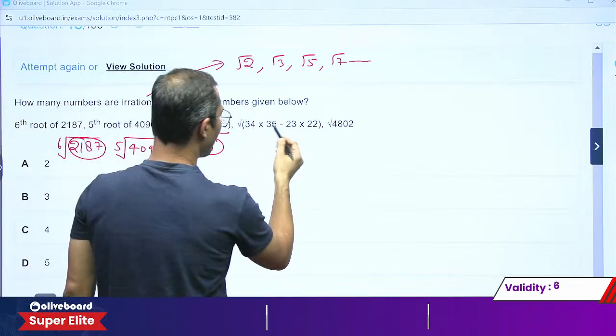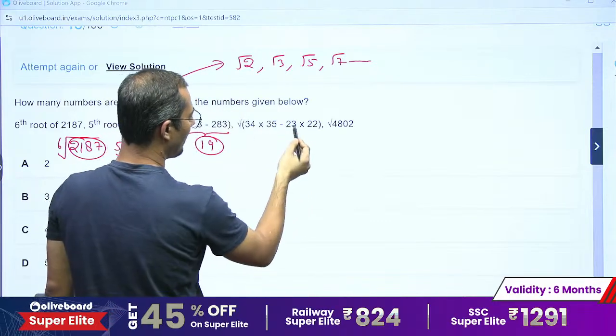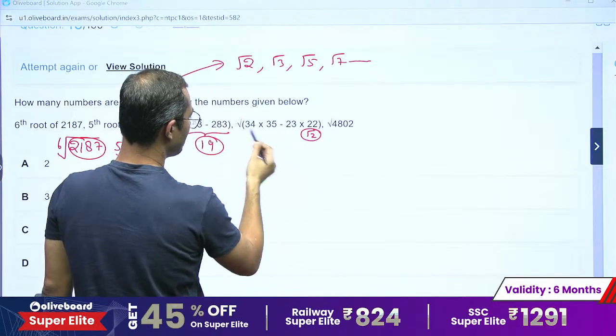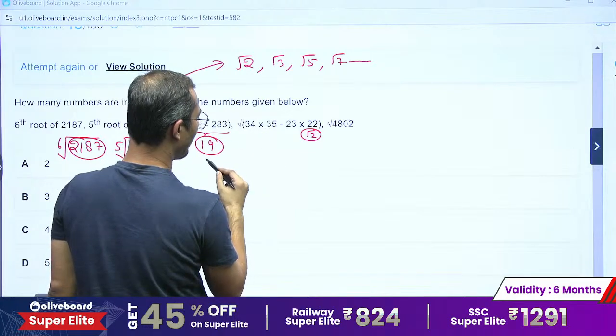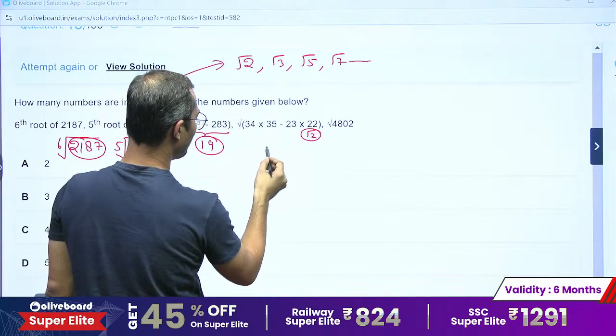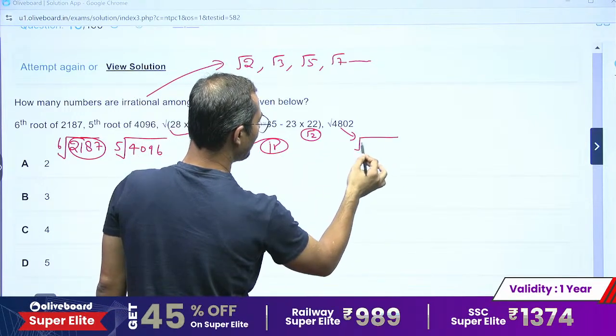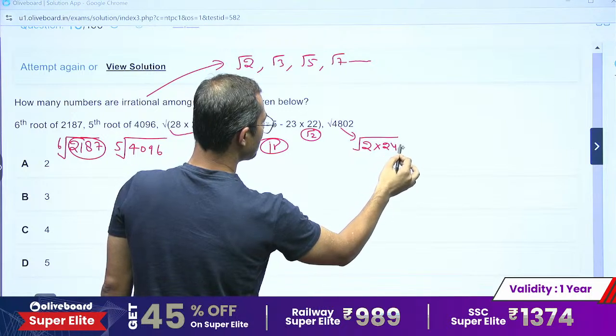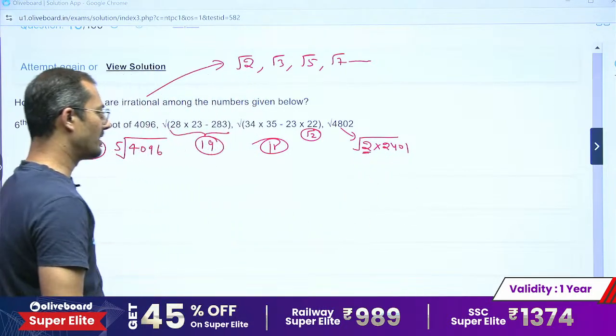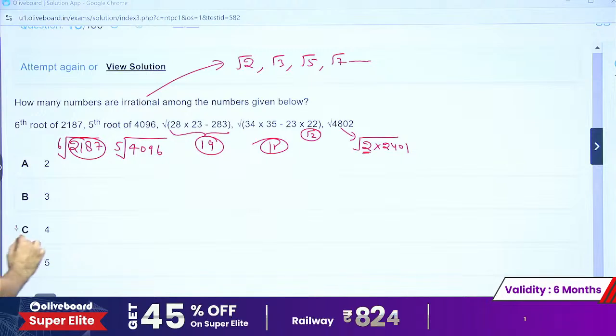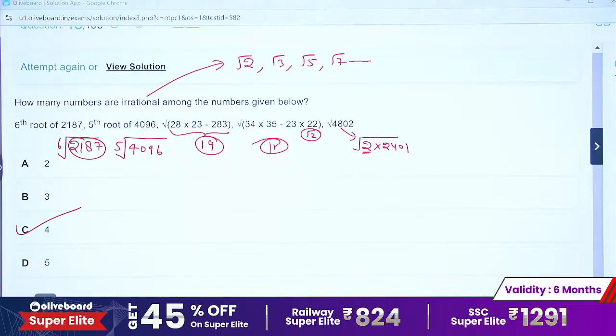So here we'll also get a number in root, right? Because we are having √2. Got the point? Or here we are having √5, right? So we are not able to calculate it completely, so this is also an irrational number. Because we can break it as 2 into 2401, so we will have root 2, right? So out of 5, 4 numbers are irrational. So C part is the right answer. I think this is clearly understood, right? So moving to the next question.